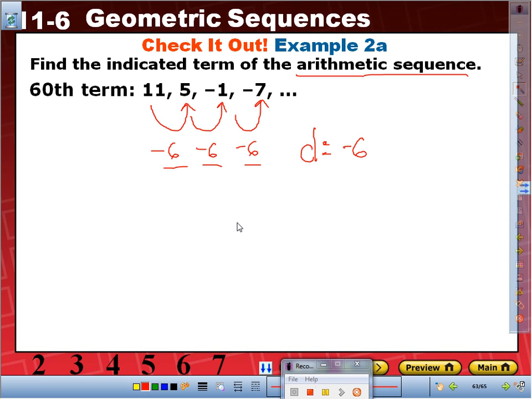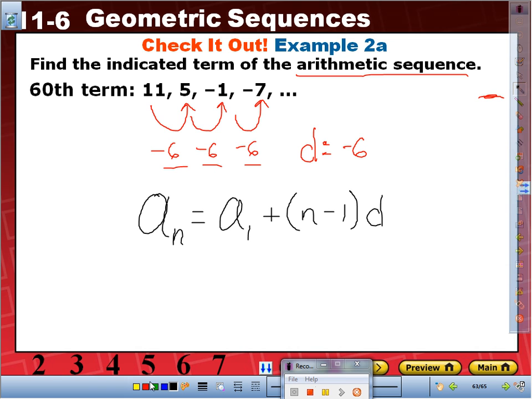Okay. The only difference on this one, they don't ask us for the next three numbers. They ask us for the 60th term. This one they give us 4 terms, and the previous one we found the 3 terms that follow. But this one they want us to find the 60th term, which is way over here. So how do we do that? Here it goes. We use our formula that we wrote down. a sub n equals a sub 1 plus (n minus 1) times d.